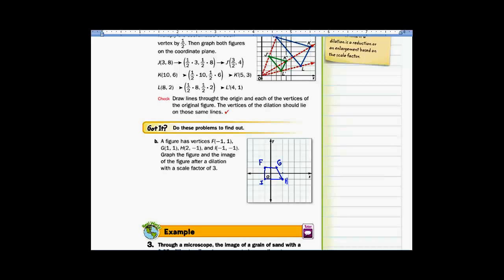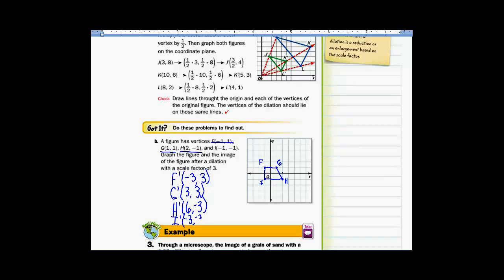It says graph the figure and the image of the figure after a dilation with a scale factor of 3. If this number right here is bigger than 1, that means our end result should be bigger than our original. So I'm going to take everything here and multiply it by 3. F prime, -3, 3. G prime, 3, 3. I'm just multiplying each one of these by my scale factor, which is 3. So H prime, 6, -3. And I prime, -3, -3.